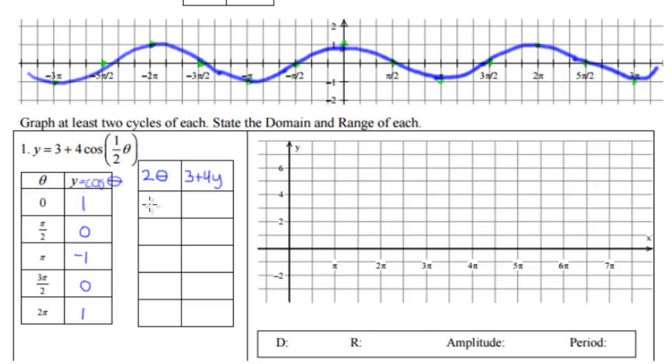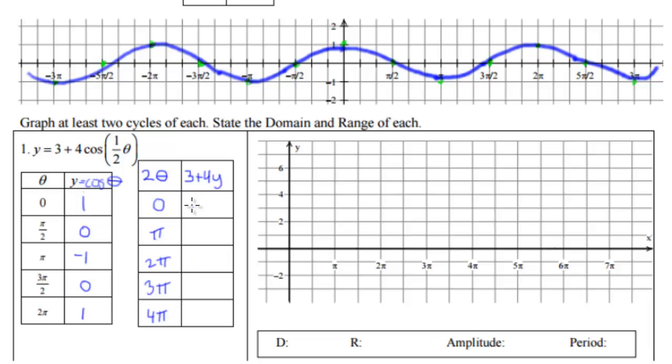Okay, so now we're going to take these theta values and multiply them all by 2. So 2 times 0 is 0. Pi over 2 times 2 is just pi. Pi times 2 is 2 pi. 3 pi over 2 times 2 is 3 pi. And 2 pi times 2 is 4 pi.